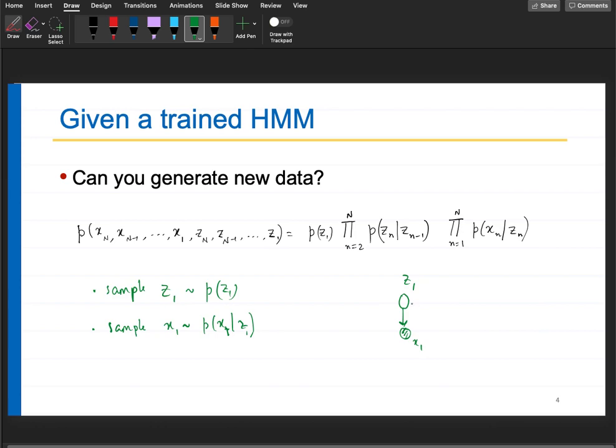Next, I will obtain Z2. I will transition to the next value of the same state, at the next time instant. So I sample Z2 from the probability of Z2 given Z1. Similarly, then I will sample X2, and in this way I can proceed. This is how I sample new data from the given model.